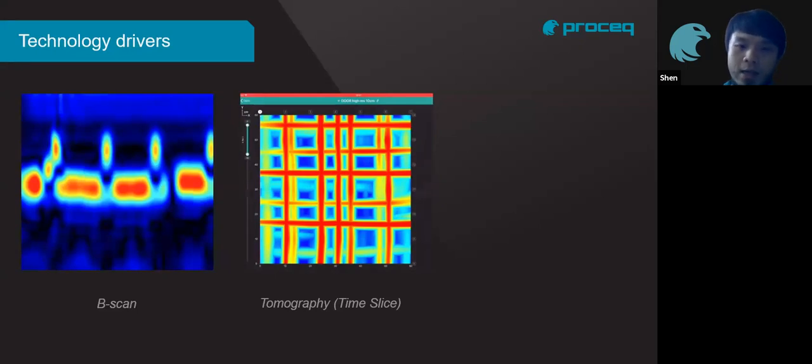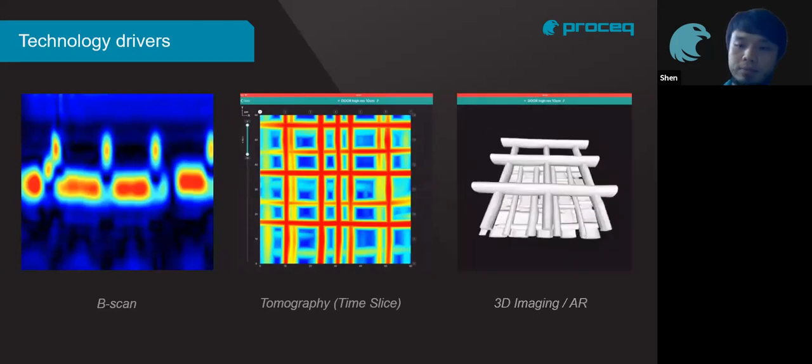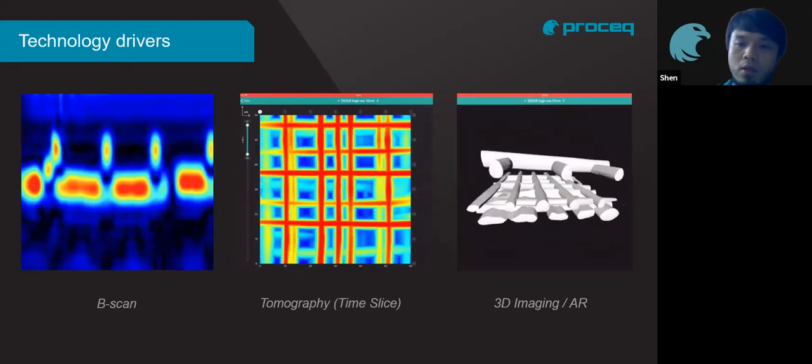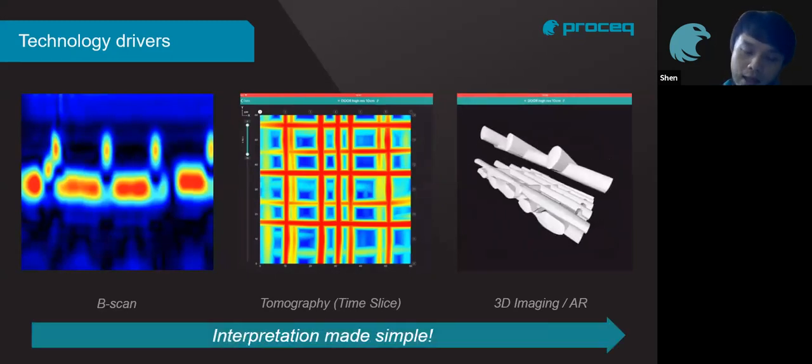And for POSEC GPR, we also have 3D imaging and augmented reality. So what does all this do? It makes your interpretation simpler. Anyone with a GPR can perform a job with maybe 1-2 hours of training.